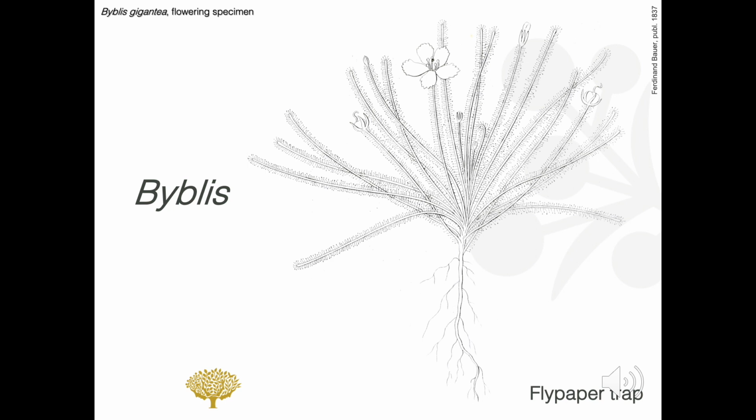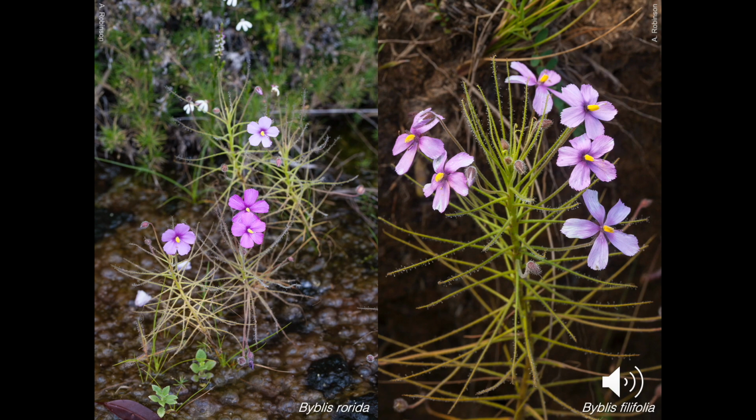Although it looks similar to Drosera, the sundews, it's actually from the same order of plants as rosemary, sage, and the bladderworts. Its sticky traps are yet another example of convergent evolution. Most of the 8 Byblis species occur in Australia, with a couple known from Papua. They range in an arc from just south of Perth, north to the Kimberley, and east to the Northern Territory and tropical Queensland.